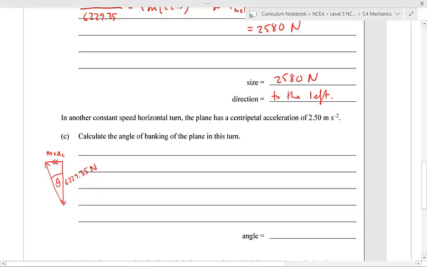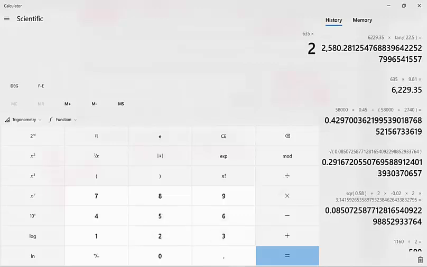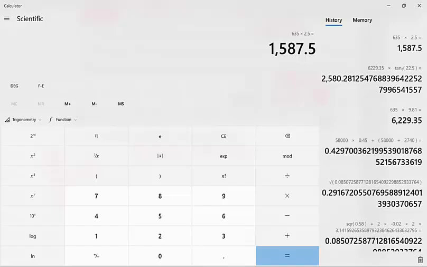And we're trying to find this angle. The reason this is m times a_c is that we know the centripetal acceleration, and so this little force here, the net force, must be the centripetal force, which is just the mass times the centripetal acceleration. So let's work out what that is. F_c is equal to m a_c, which is 635 times 2.5, which is equal to 1587.5.